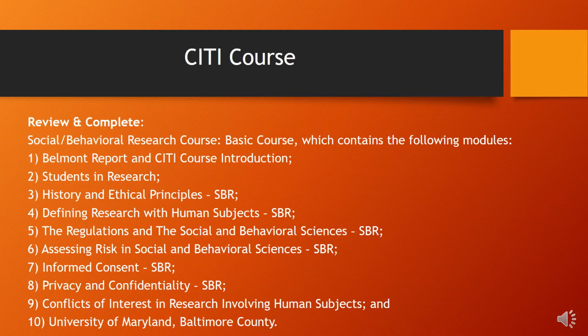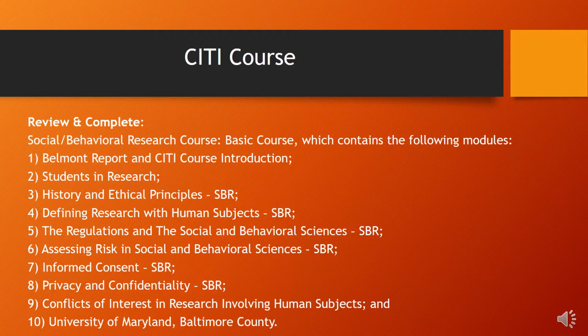As a reminder, when you get ready to log into the CITI course, select the Social Behavioral Research Basic course and complete the following modules. Number 1, Belmont Report and CITI Course Introduction. Number 2, Students and Research. Number 3, History and Ethical Principles. Number 4, Defining Research with Human Subjects. Number 5, the Regulations and the Social and Behavioral Sciences. Number 6, Assessing Risk in Social and Behavioral Sciences.